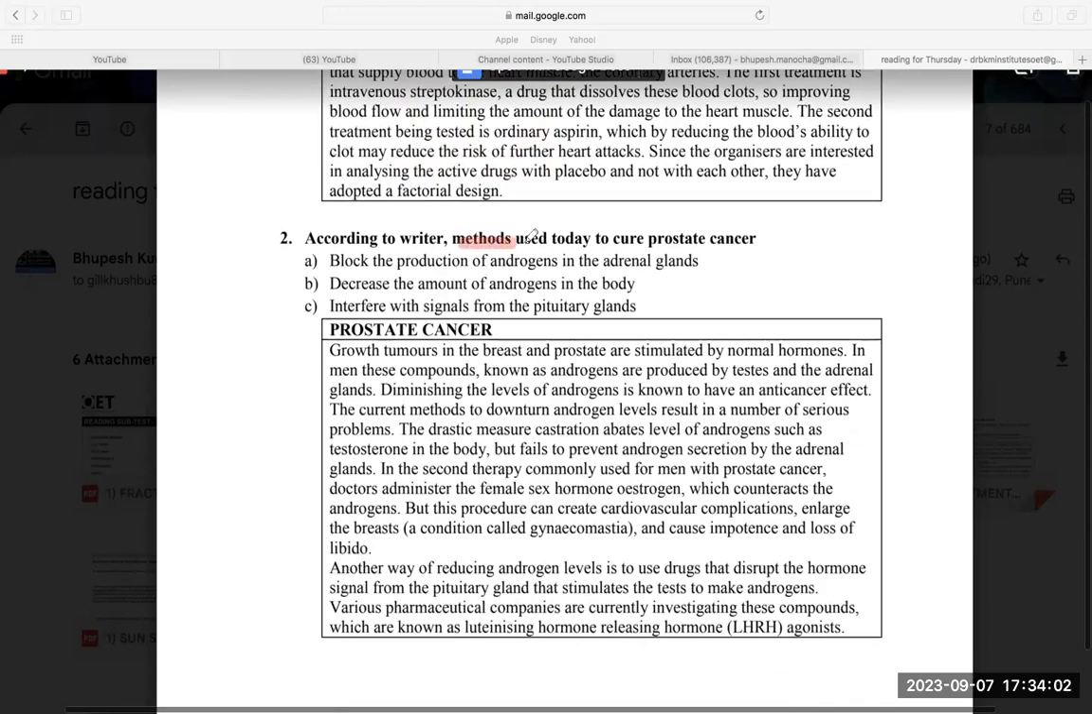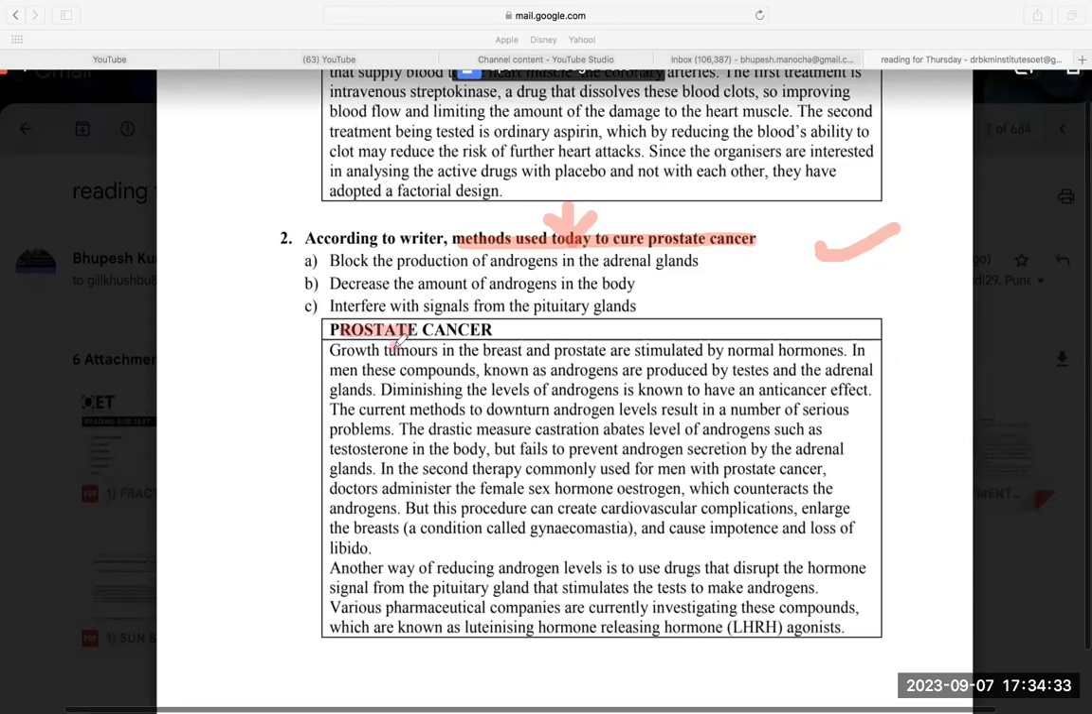According to the writer, method used today to cure prostate cancer. The main word that you should understand is "today". Because if this word is not important, why would they have given you this strange word? So today is a special word. Most of the time you need to note these kinds of tricky words: methods used today to cure prostate cancer. What are the methods according to the writer? Okay, let me read the paragraph.